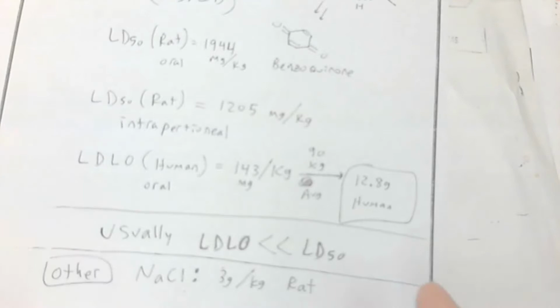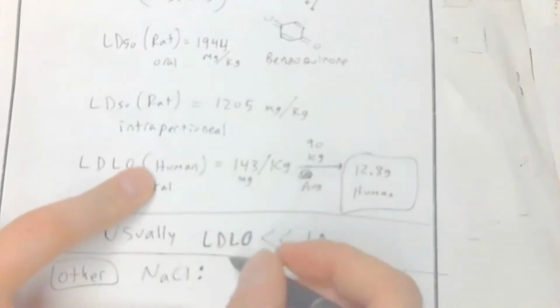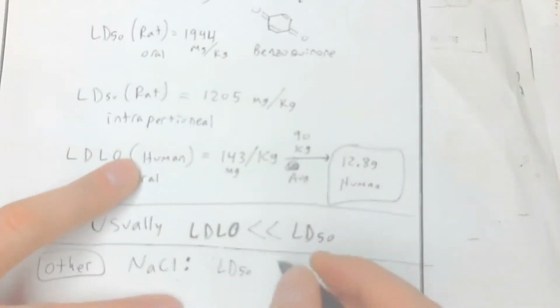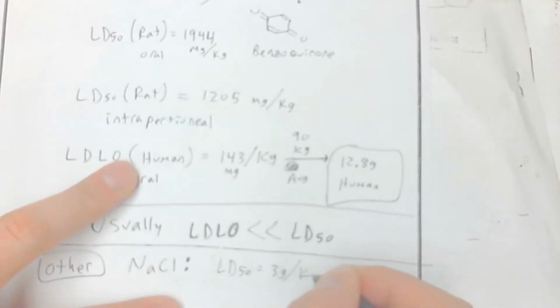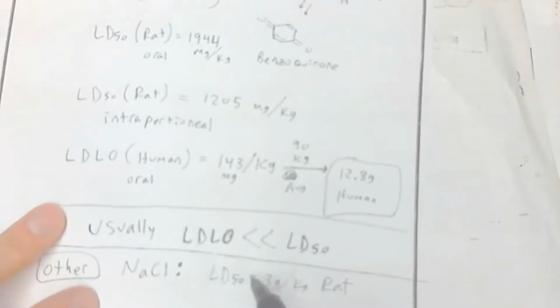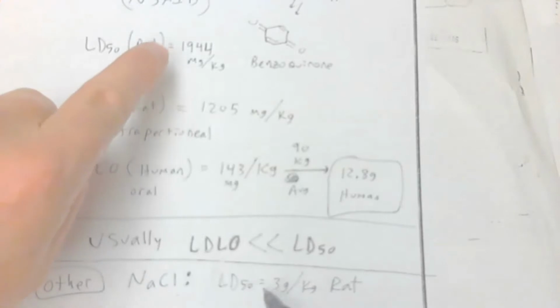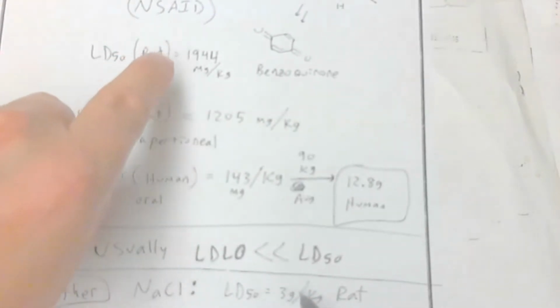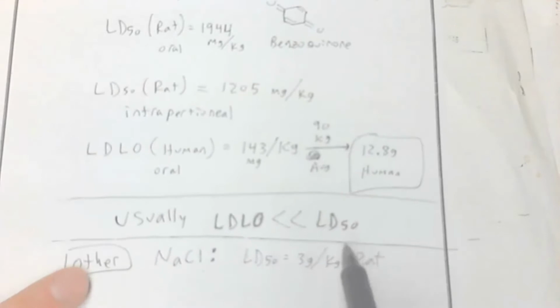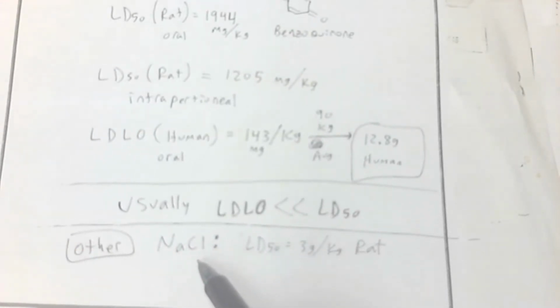This is LD50, I'm sorry. Fix that, sorry about that. LD50 equals 3 grams per kilogram in rat. Okay, so you could probably say sodium chloride is not very toxic, and the LD50 of Tylenol is not that far off from 3 grams per kilogram. You could say that relatively speaking it's not super toxic actually, if we consider sodium chloride a kind of non-toxic substance.